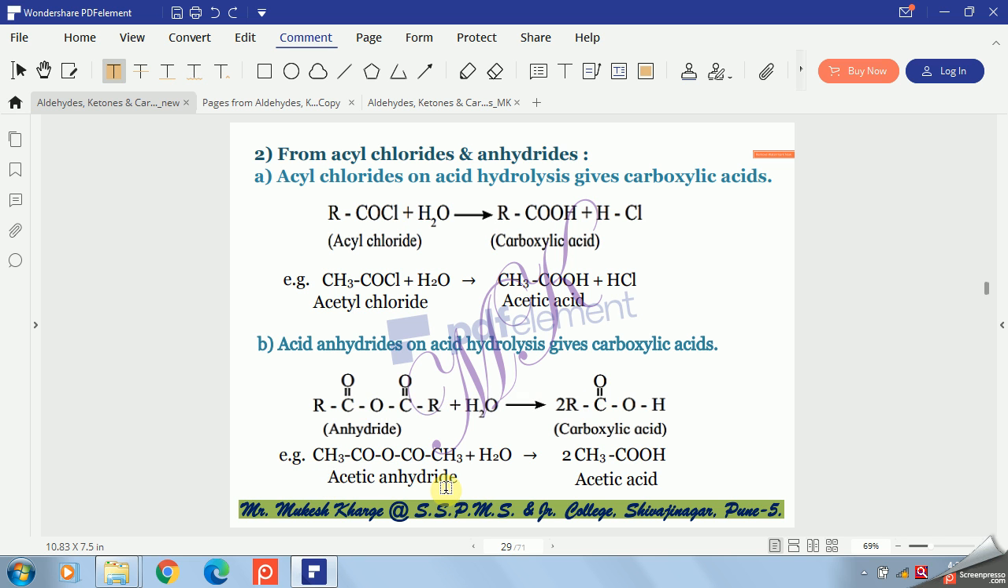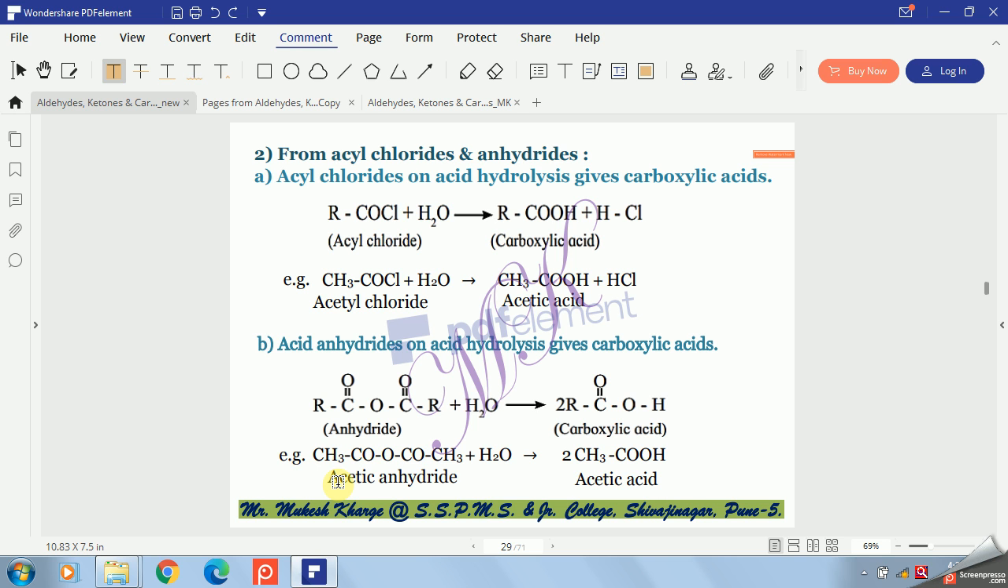So this is acetic anhydride, and all are familiar with this acid, acetic acid. It is also known as the 2 carbon ethane, replace E by OIC acid, so ethanoic acid. So your anhydride is ethanoic anhydride. Ethanoic anhydride. Okay.